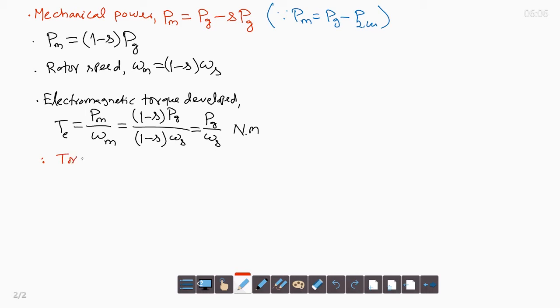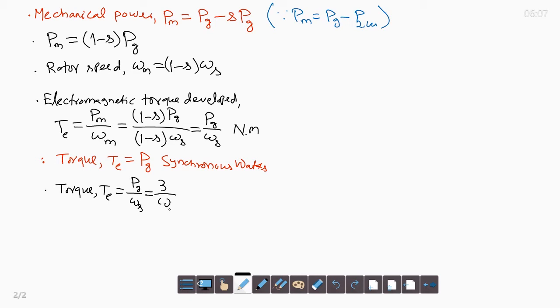So, torque T e is also, because synchronous speed is constant, expressed in synchronous watts, T e equals P g synchronous watts. So, we will now find out the torque. Torque T e equals P g by omega s. So, it is 3 by omega s into I 2 dash square into R 2 dash by s.